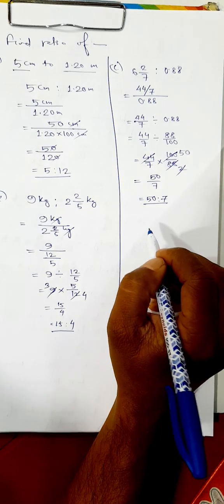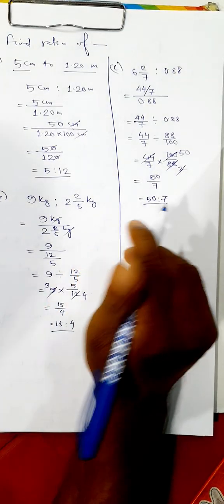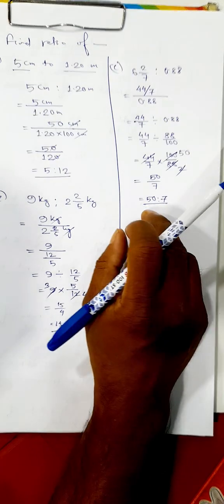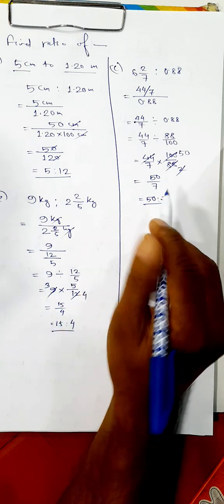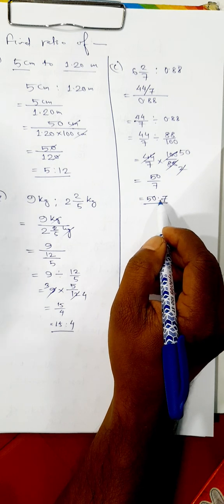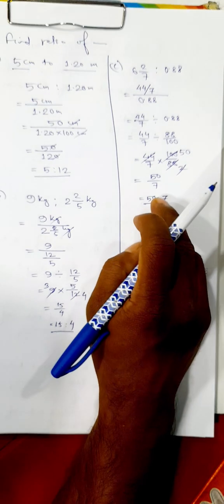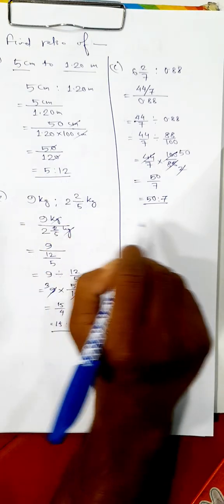So when you convert two quantities into a ratio, you have to remember that it should be converted into lowest form. That means the quantities you compare must be co-prime numbers. 50 and 7, they don't have common factors other than 1. They should be co-prime numbers. 15 and 4 co-prime numbers. 5 and 12 co-prime numbers.